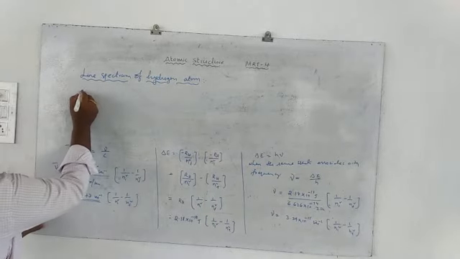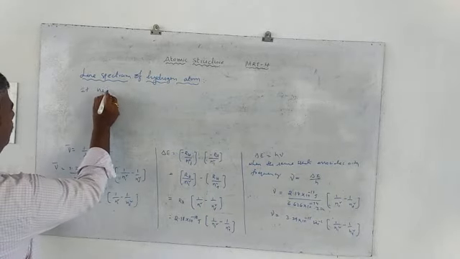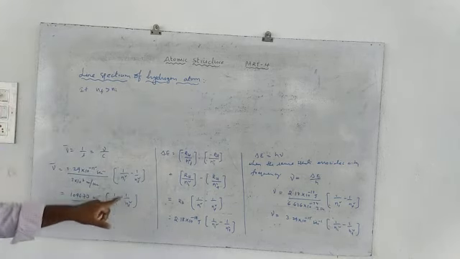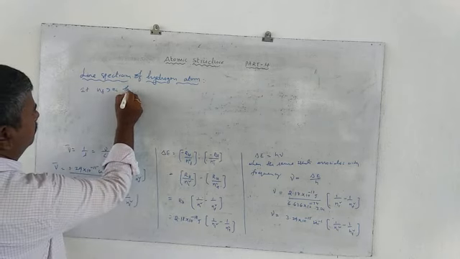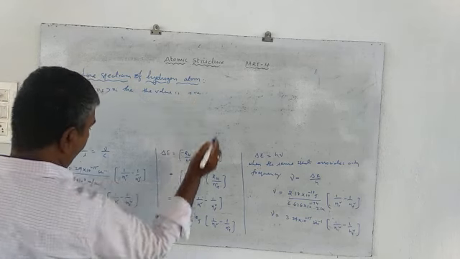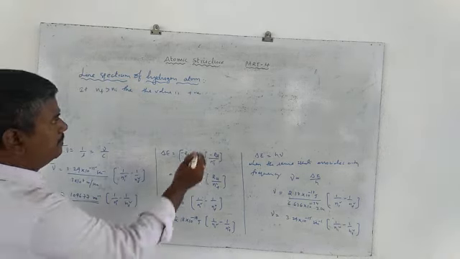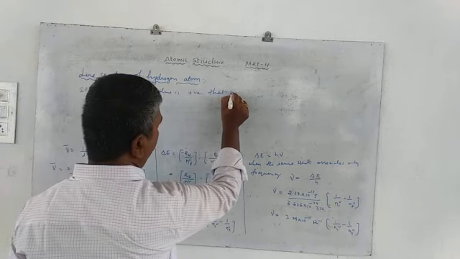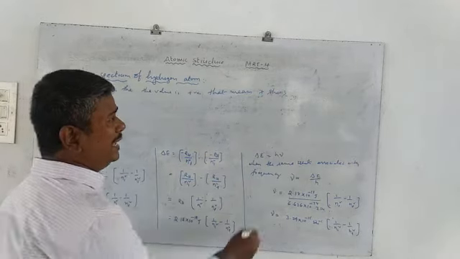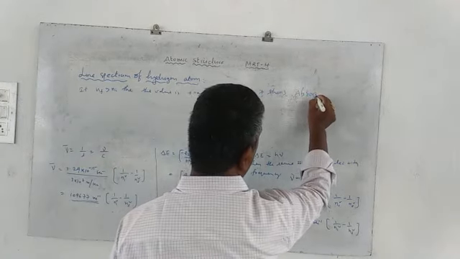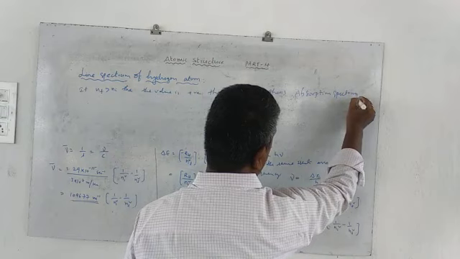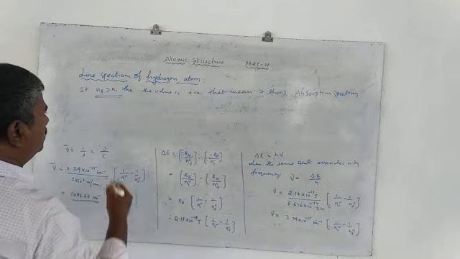If NF is greater than NI, then what happened? The value is positive. That means it shows the absorption spectrum. Make a note here. Clear?